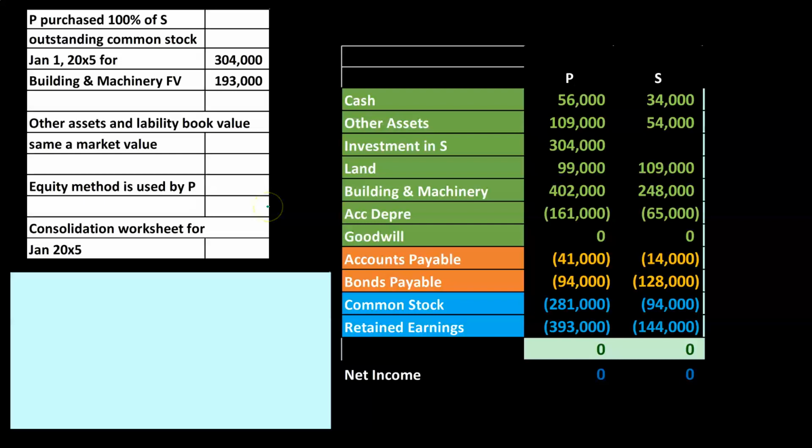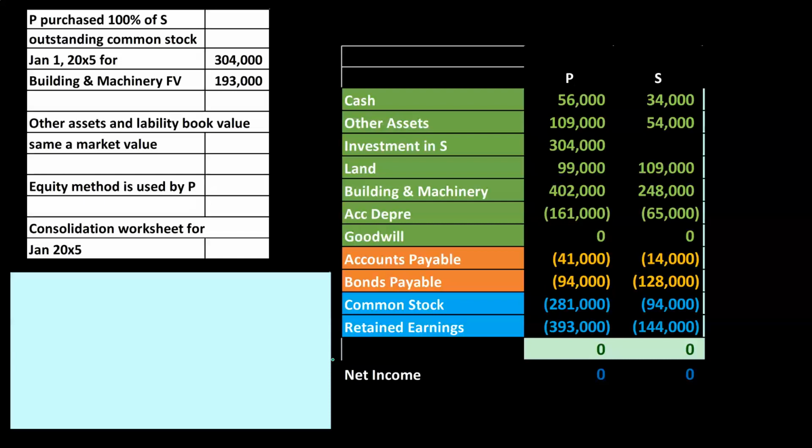And then we have the consolidation worksheet for 2000X5, same as consolidation worksheets we've seen before. We're saying, give us P's books and S's books at this point in time, which is the beginning of the year, not the end of the year. Therefore, no income statement accounts down below, no activity since the point in time of the consolidation.